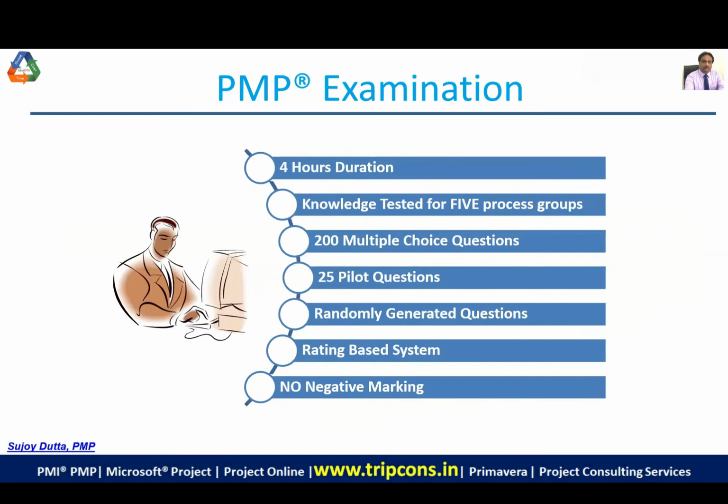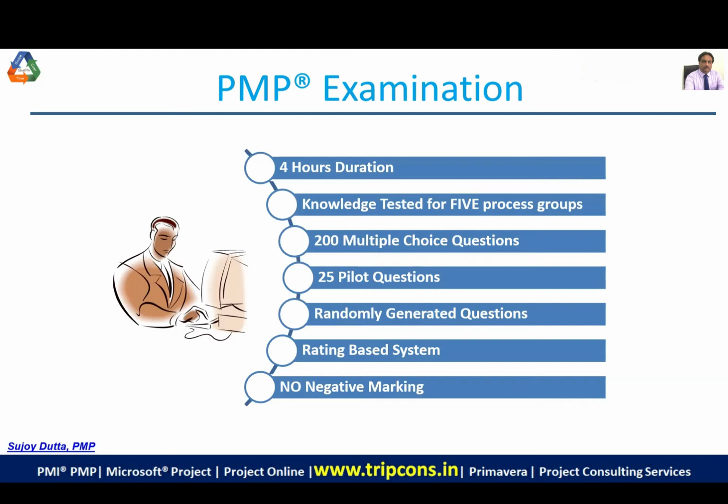The PMP exam format is 4 hours in duration. Your knowledge will be tested for 5 process groups: initiating, planning, executing, monitoring and controlling, and closing. There will be 200 multiple choice questions. Multiple choice means that there will be 4 choices, out of which only one is correct, so you can choose only one.